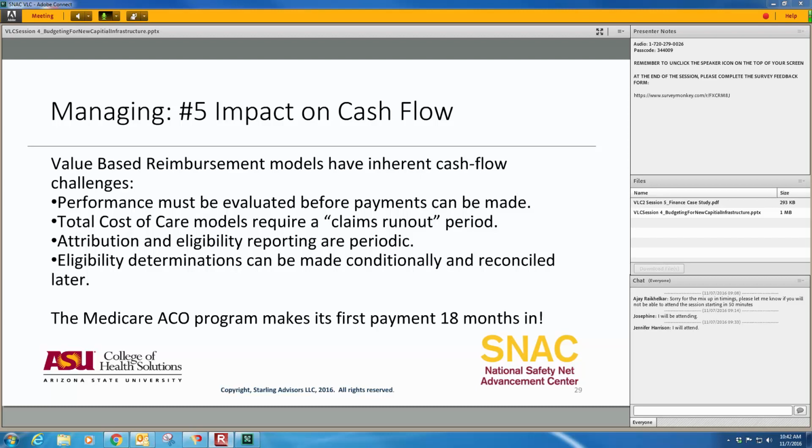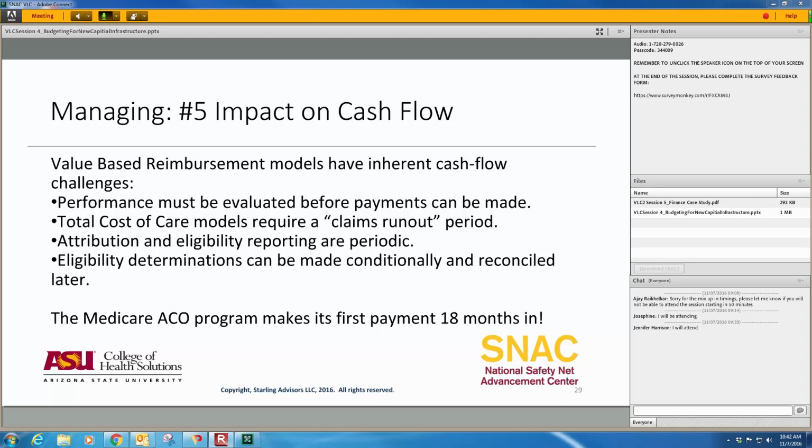Attribution and eligibility reporting models are done periodically, which means that maybe quarterly, maybe monthly, you find out which patients are assigned to you and for which you will be held accountable. That can be a challenge that leads to delays in payments. Eligibility determinations can be made conditionally and then reconciled later. That's not necessarily a new challenge. I think that's something we've all experienced in just our base payments. But this is where the rubber hits the road: finding out 16, 18 months in that you had fewer patients than you thought you did under that particular contract.